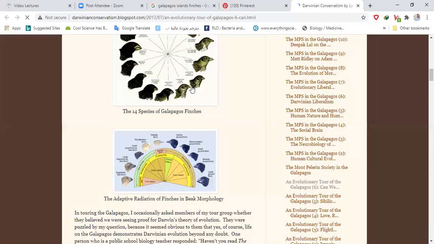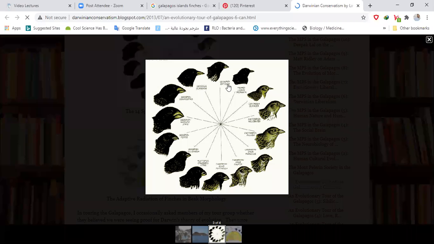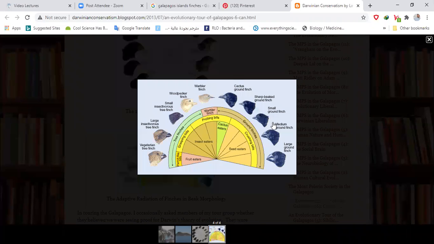Okay, here we go. I hope to see the names. You can't see the names. Maybe here I can see the names. See, all of these are finches. All are finches, but they belong to different species.